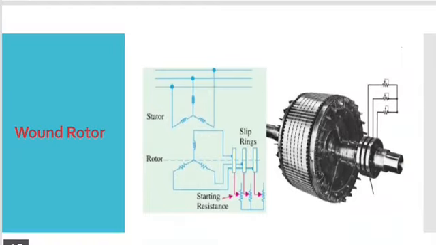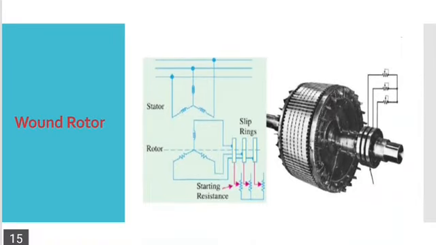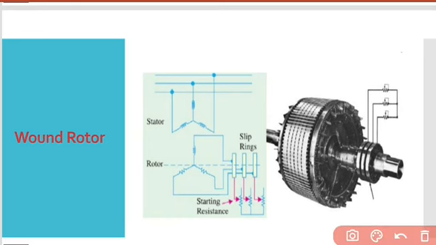The next one is the wound rotor. A wound rotor has a 3-phase winding similar to the stator winding. You can see in the slide there is a circuit diagram of a three-phase induction motor. This is the stator part and this is the rotor part. So the rotor has a three-phase winding with a similar pattern to the stator winding.